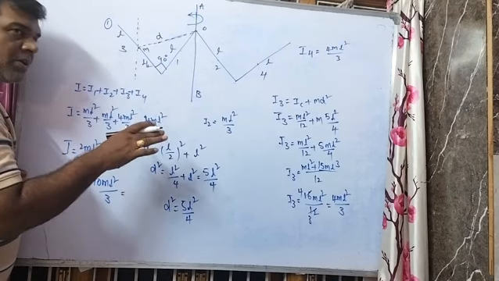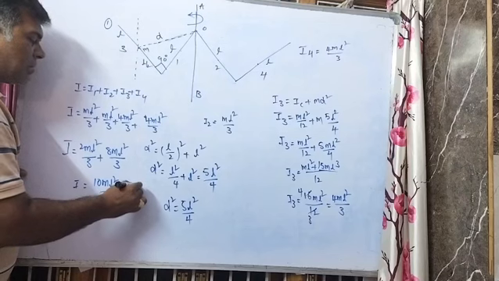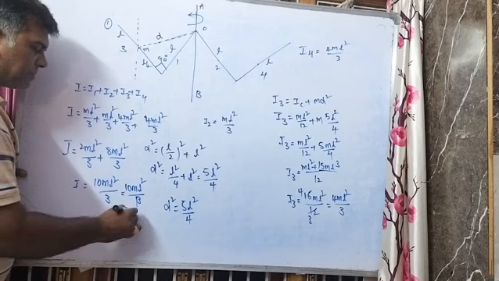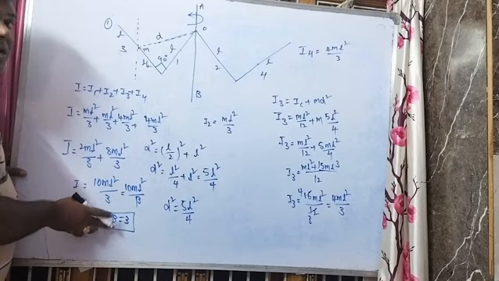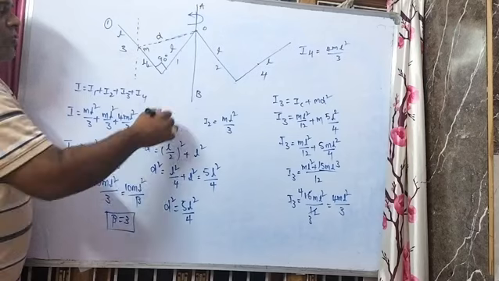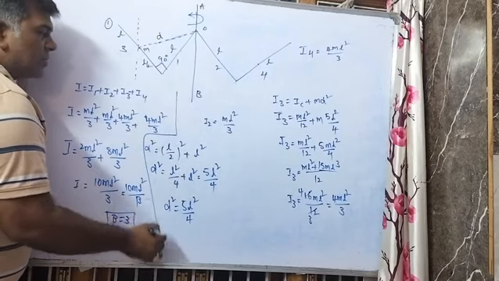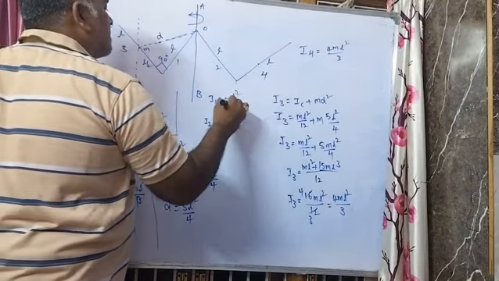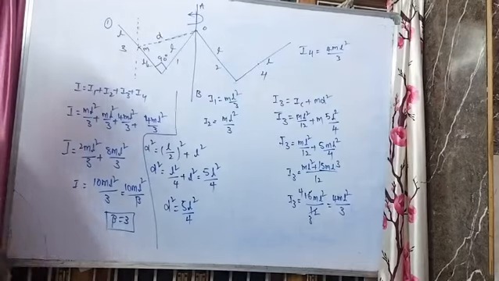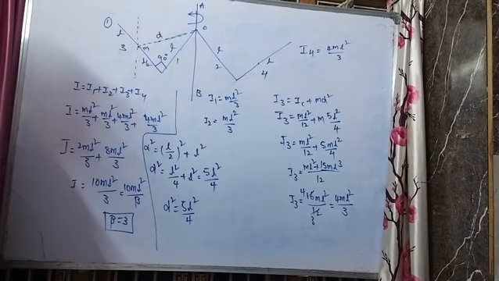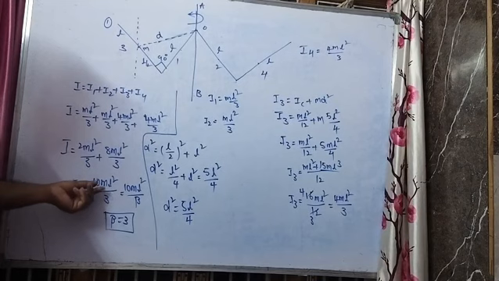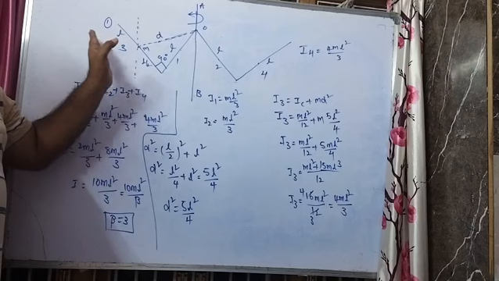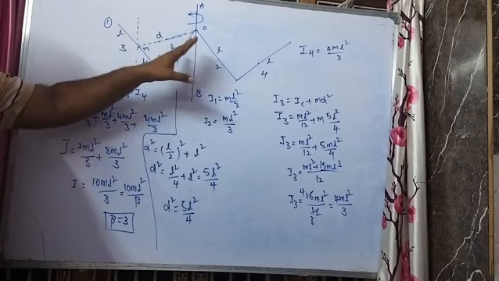In the given question, it is 10 ML square by beta. Comparing this, the beta value is 3. This is the total calculation for the total arrangement. This is the brief explanation of this problem. In rotational dynamics, this is an advanced problem. The total moment of inertia is 10 ML square by 3 for this arrangement. There are 4 rods, with total length 4L and total mass 4M.